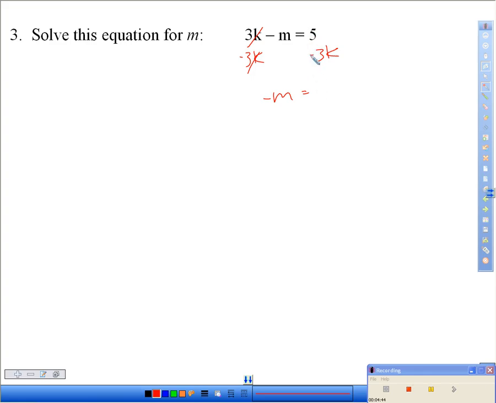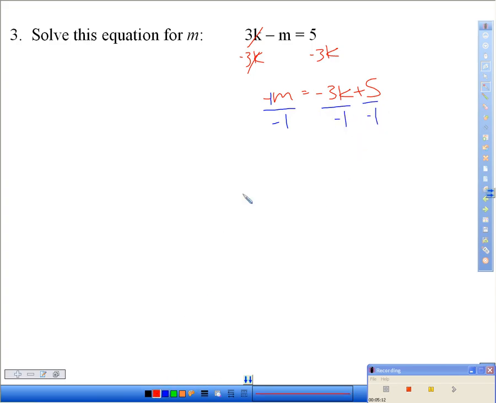We could say 5 minus 3k, but I want to start putting the variable term in front, so I'm going to write that as negative 3k plus 5. At this point, we know what negative m is, but we want to know what positive m is. So we can think of this as negative 1m. So I'm going to divide the left by negative 1, and I'm going to divide every term on the right by negative 1 as well.